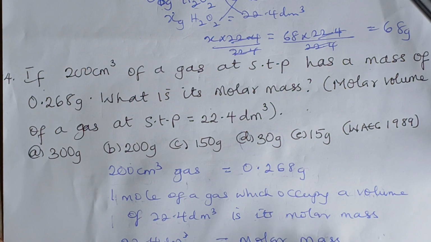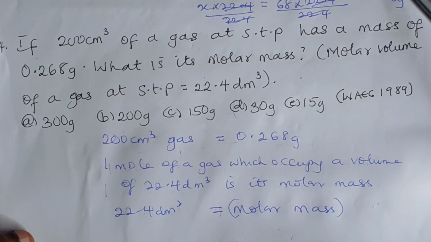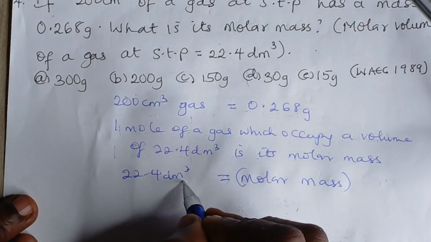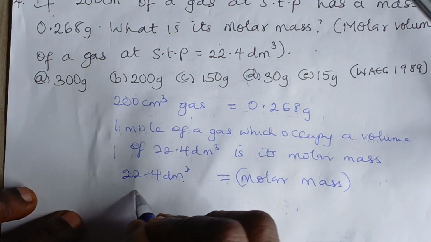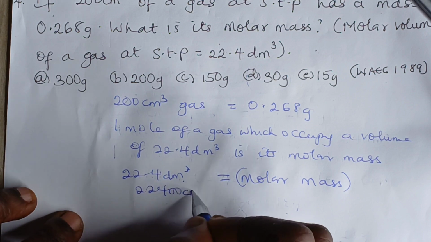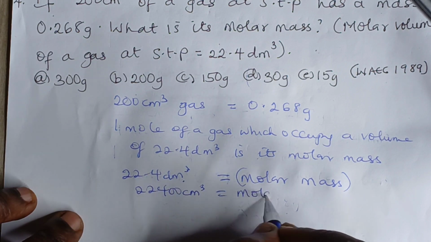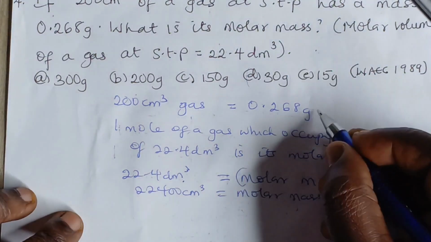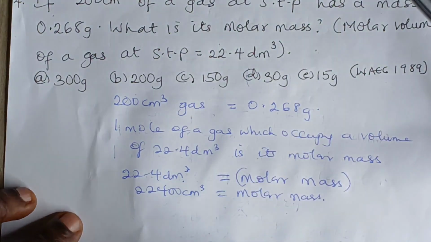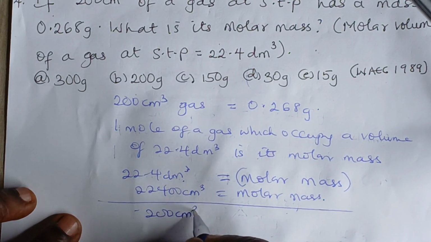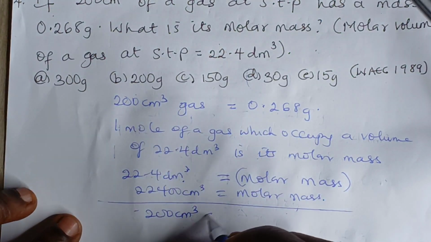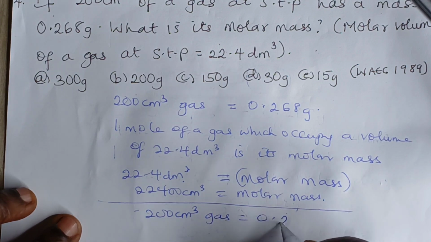Since we don't know the gas, we are going to calculate the molar mass as asked in the question. So what we'll do here is convert this 22.4 dm cube to cm cube by multiplying by 1000. So we have 22,400 centimeter cube equals the molar mass, which is always in gram. You can see gram and gram on the same side. So rewriting this, we have 200 centimeter cube of a gas contains 0.268 gram.